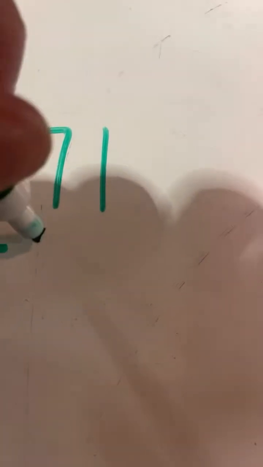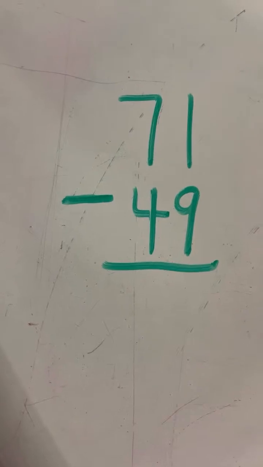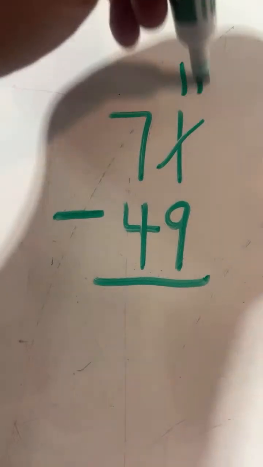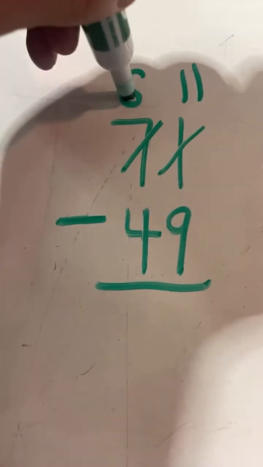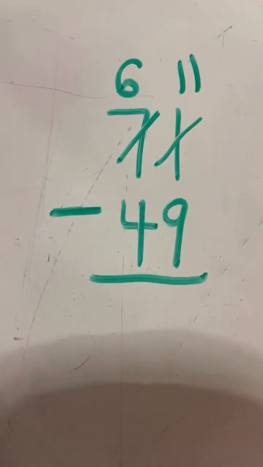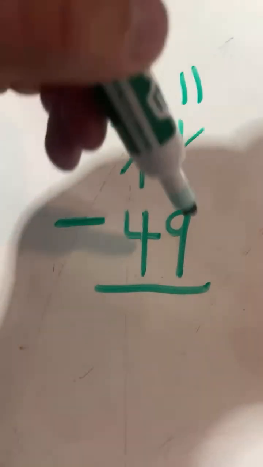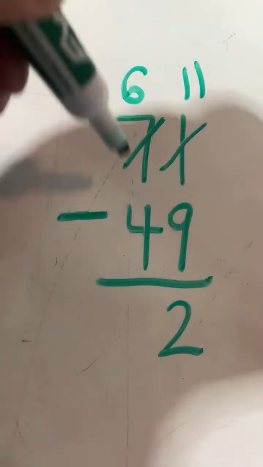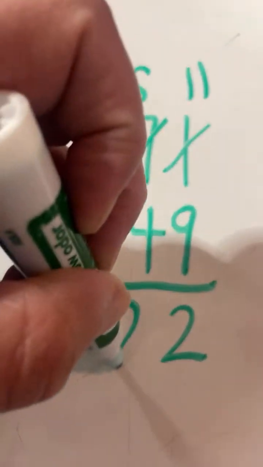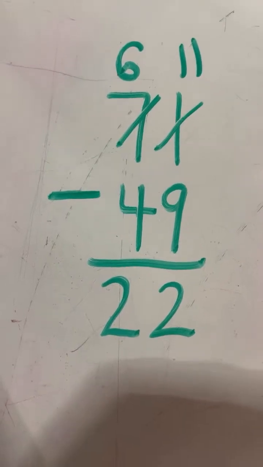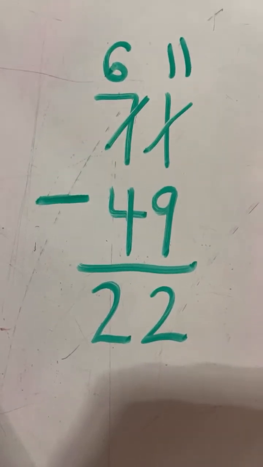71 minus 49, that is example number 3. Can't start out with 1 and take away 9, so we add a 10. The 1 becomes an 11. The 7 becomes a 6. Now we subtract. 11 minus 9 equals 2. 6 minus 4 also equals 2. And we have our final answer. 71 minus 49 equals 22.